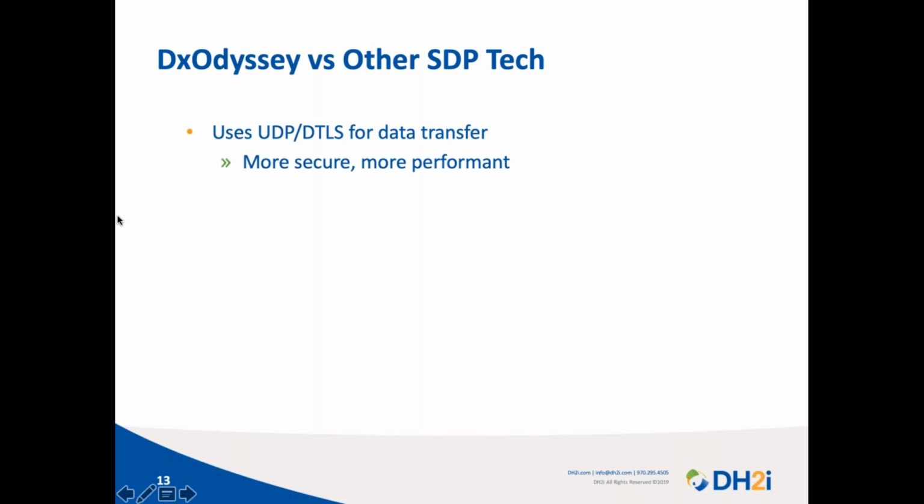The first and very critical one is that DX Odyssey uses UDP and DTLS for encryption for the data transfer. Any other SDP tunneling solutions out there rely solely on TCP. And we went over the reason why we see taking that TCP data, transporting it over UDP is more secure and more performant, but it is a significant differentiator for what we actually do.